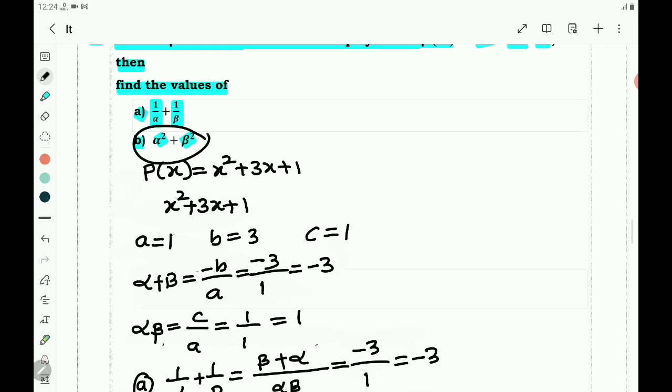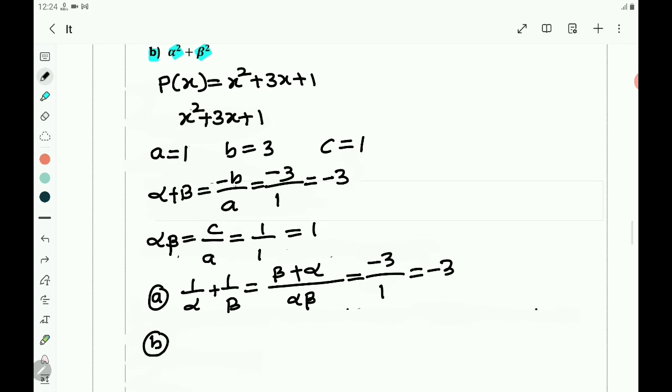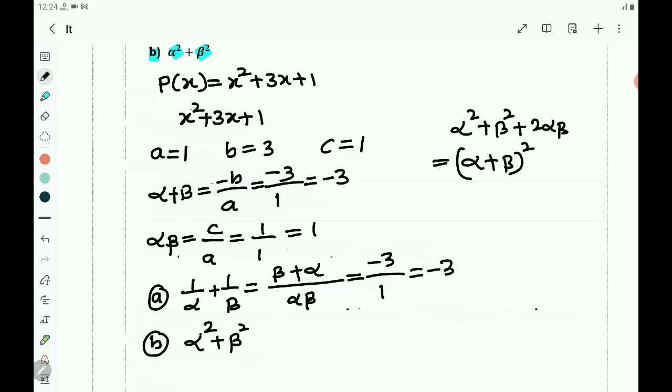B is alpha square plus beta square. Alpha square plus beta square. You know that alpha square plus beta square plus 2 alpha beta is equals to what? Alpha plus beta the whole square. So this alpha plus beta is transferred.